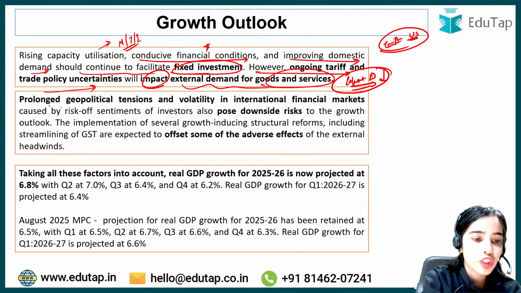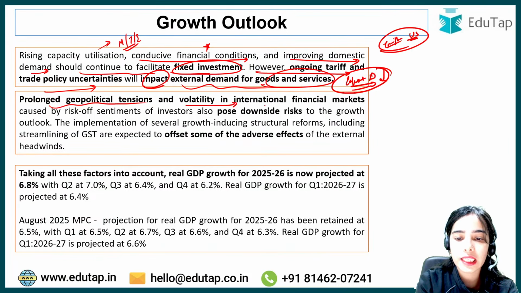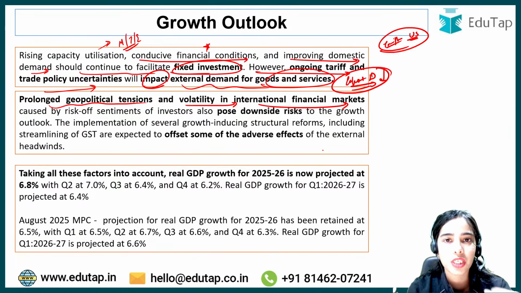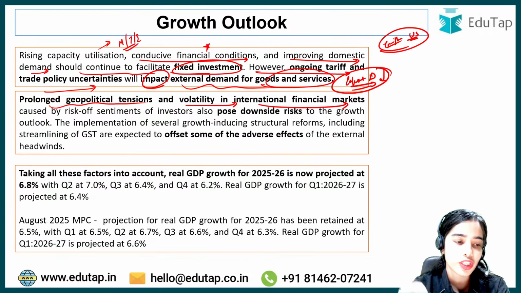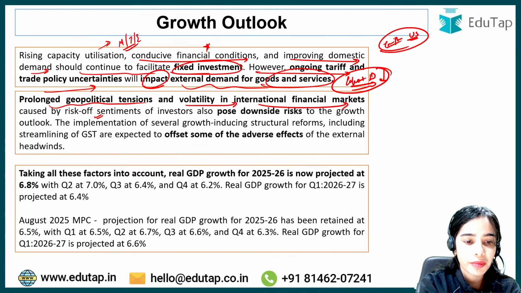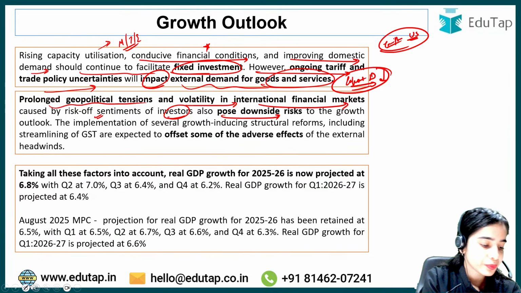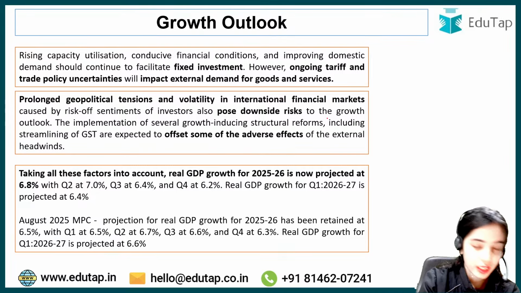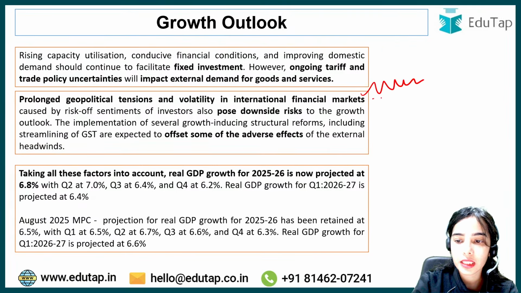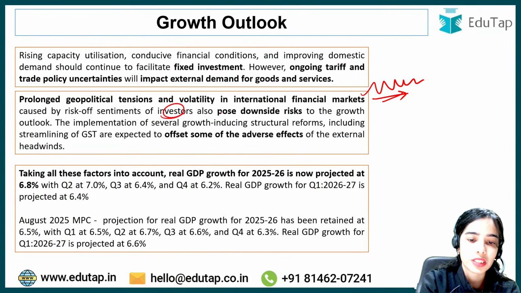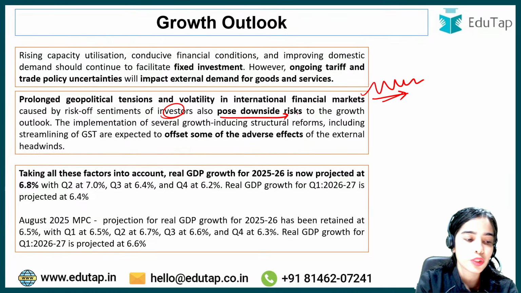Next is prolonged geopolitical tension and volatility in international financial market. So there is geopolitical tension that are stretching out in various countries, as well as there is volatility in the international financial markets caused by risk of sentiments of investors, also pose downward risk. Okay, so there is volatility in the international financial market. Okay, this is because of the risk factor for the investors. This also poses downward risk to the growth outlook.